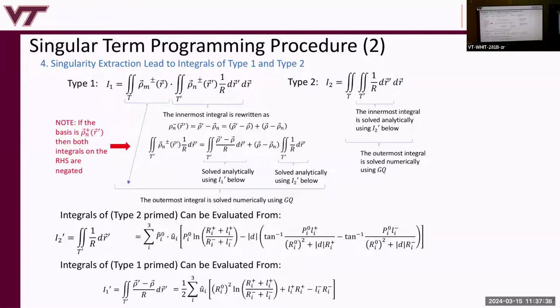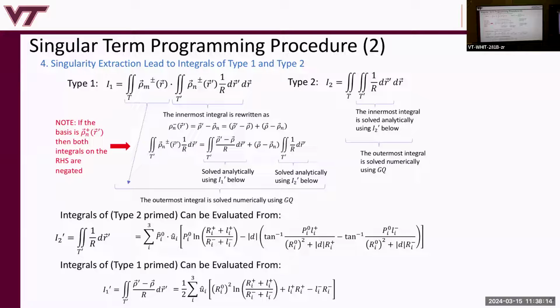Now we come to how we evaluate our integrals. We had type 1, which is rho n dotted with rho n, 1 over r, and type 2, which was the 1 over r. The vector potential is type 1, the scalar potential is type 2. How do we do that? First, we have a result for an integral that looks like this from the last slide, so we need to rewrite our integrals in that form. Take the innermost integral and rewrite the rho n plus or minus of r prime like this.